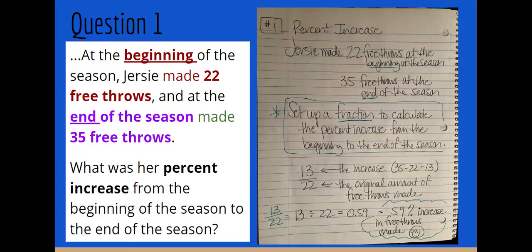So now back to what you know about percents. We can change that fraction to a decimal. 13 divided by 22 is 0.59090909. Because it was a 0 after the 9, I just left it that we would just write it as about 59%. So it's a 59% increase from the beginning of her season, the accuracy of free throws, to the end of the season.